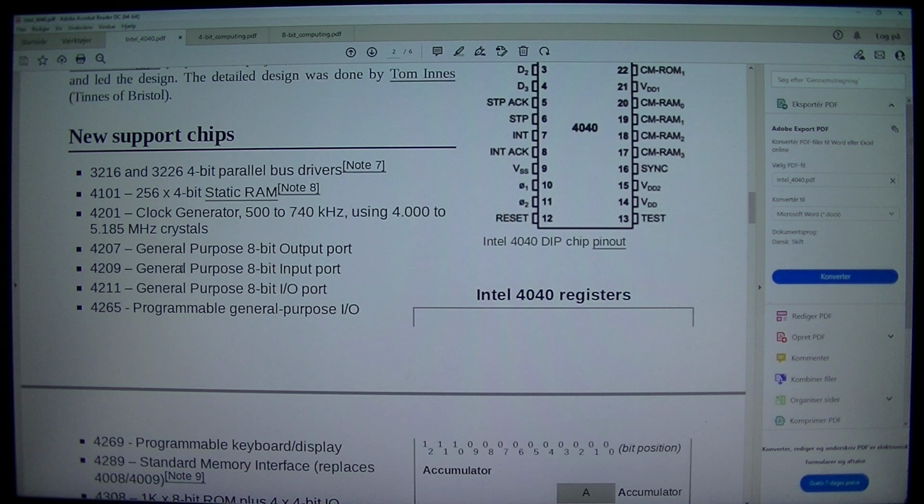4207 general-purpose 8-bit output port. 4209 general-purpose 8-bit input port. 4211 general-purpose 8-bit I/O port. 4265 programmable general-purpose I/O.